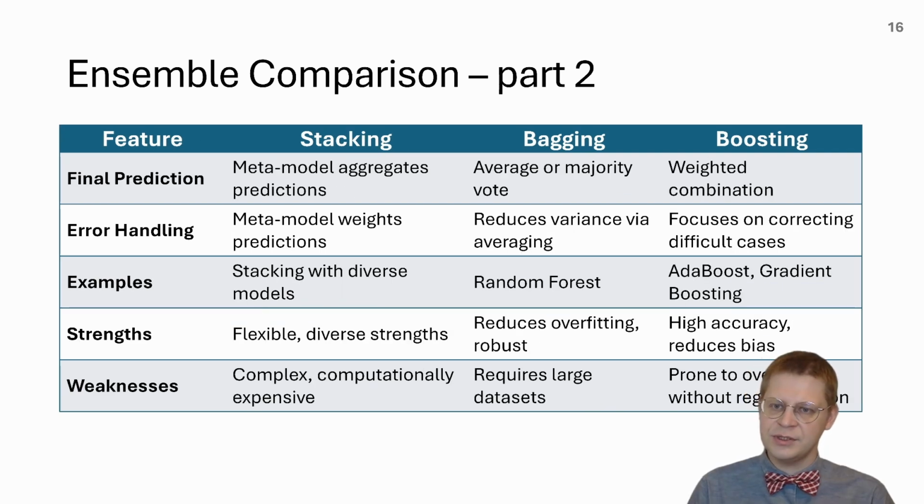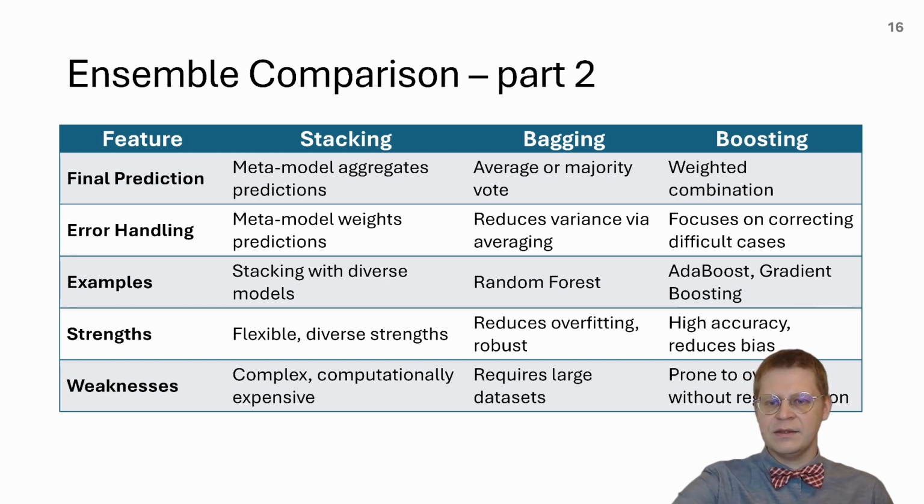How is the final prediction made? Stacking makes its final prediction through a meta model that aggregates the outputs of the base models. Bagging typically combines predictions through averaging in regression or majority voting in classification, creating a stable and robust final prediction. Boosting combines predictions through a weighted combination where models that handle challenging cases are given more importance, enhancing the model's accuracy on difficult predictions. And what about error handling?